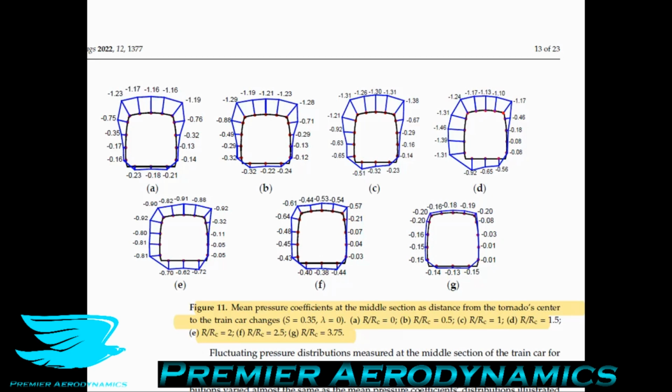So when the distance between the tornado center and the train car started to increase, the horizontal symmetry of the pressure distribution gradually faded away. When the train was 1.5 radii away from the vortex center, the absolute pressure coefficients on the side surface closest to the tornado were distinctly larger than those on the surface far away from the tornado, which resulted in a large lateral force on the train car. Again, that makes sense. That was because of the differences in the velocity hitting the car.